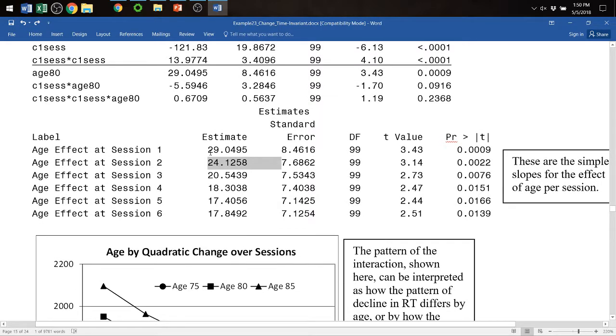There is an effect of age at session 1. That's the one that's given to us by the model. But the model also predicts what that main effect of age would have been at any other time. I'm just asking it to give that to me.